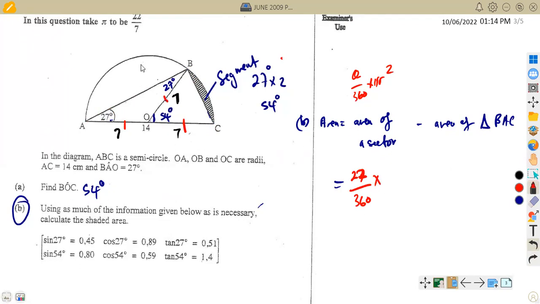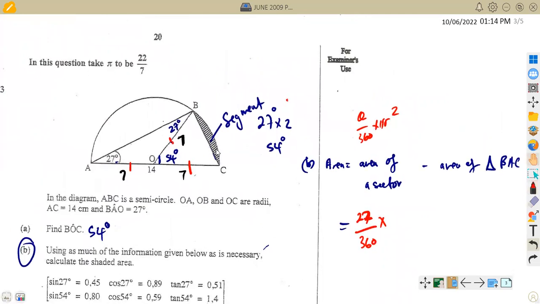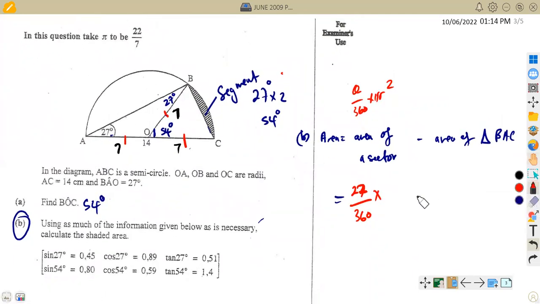Take note, you are given pi here on top. In this question, take pi to be 22 over 7. So remember I told you, you use the given pi. So it's 22 over 7 times r squared. The radius now of the sector is from A to C or A to B, of which from A to C is 14, which is the same as from A to B, which is also 14.